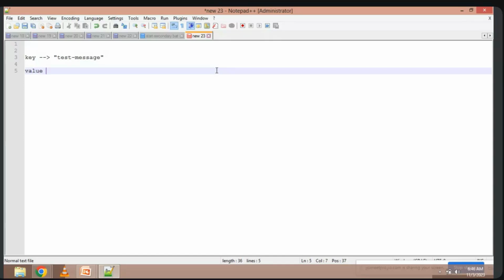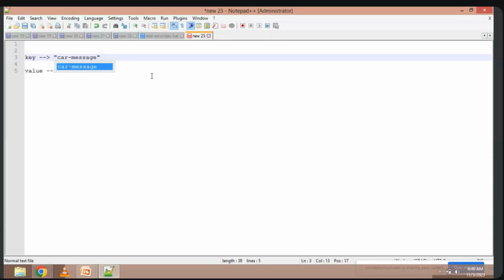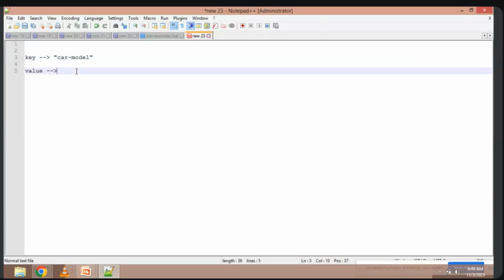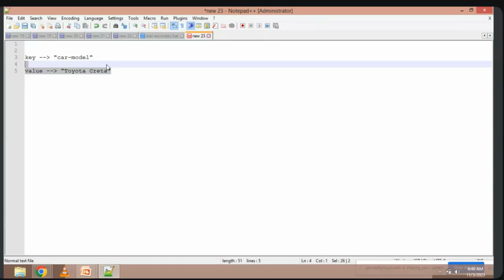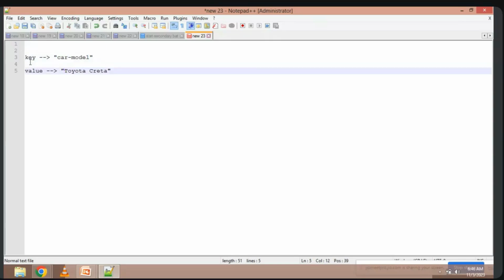Or suppose here, as the key I am giving car model. Suppose this is my key, and in the value I can give any car model. For example, I can say Toyota Creta. So this will be my first car model. The key will always remain the same, car model, and this is the value. So this is my first message.